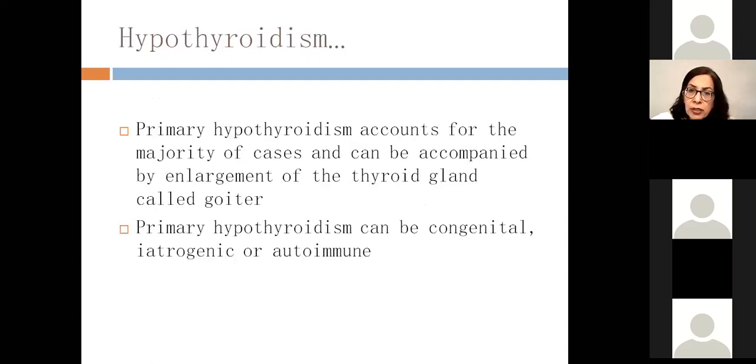Primary hypothyroidism accounts for the majority of cases and can be accompanied by enlargement of the thyroid gland, which is called goiter. Primary hypothyroidism can be congenital, iatrogenic, or autoimmune.